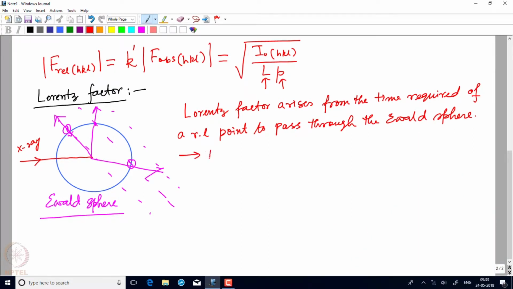This time is not constant for all the reciprocal lattice points. Why? Because the reciprocal lattice points are spread over a region, and depending on where the point is and what is the angular velocity of that point while the crystal is rotated, based on that the amount of time that is required for this point to pass through the evolved sphere will be different.